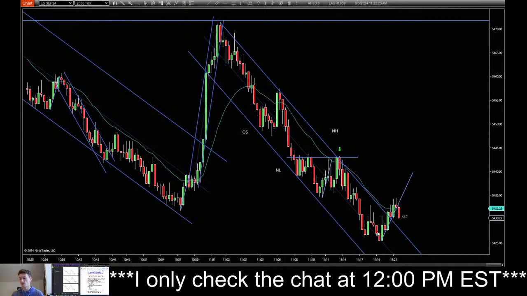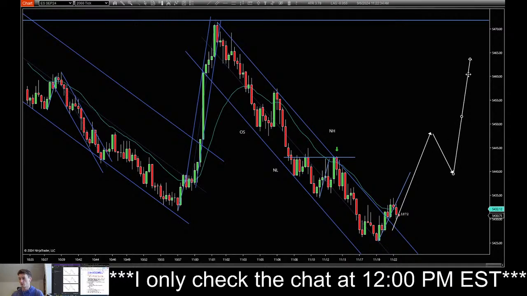What kind of correction are we going to get? Is it going to be sideways? Are we just going to hold and continue lower? Or are we going to get some sort of two larger legs back or something of that nature? So that's what I'm waiting to see.